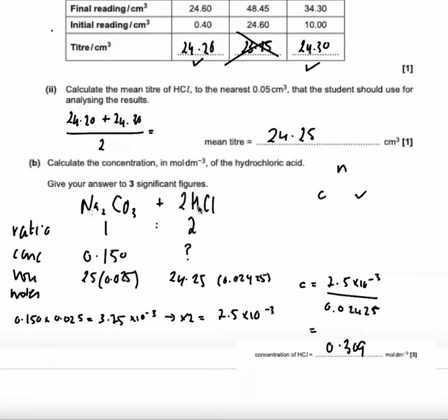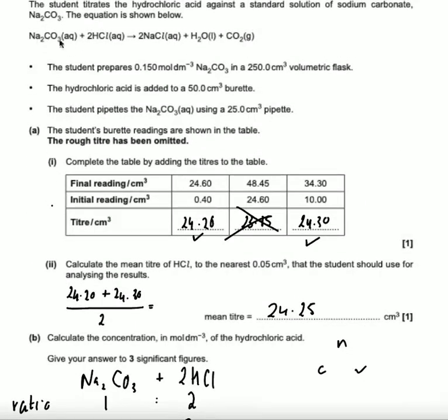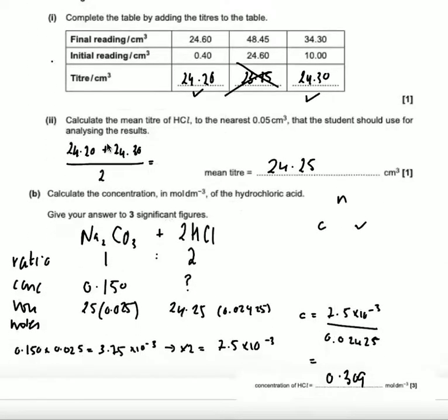I start off by writing the equation. You only need to use the first half of the equation, which is given here, and we use that because of the ratio. So as we can see, 1:2 ratio. And so I start off by writing the ratio, and then I write concentration, volume, and moles. And then I plug in what they have given me and what I need to find out. And so we have sodium carbonate plus HCl, that's a ratio of 1:2.